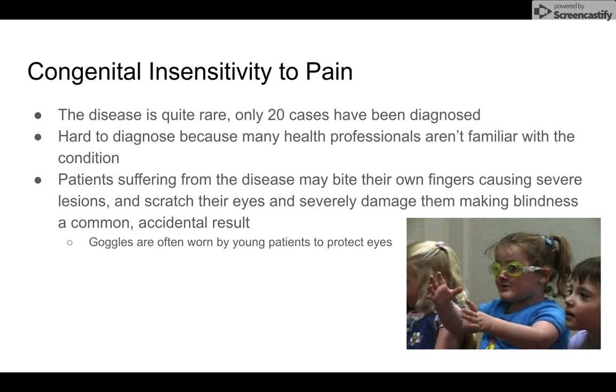As you can see in the photo taken from a documentary on this disease, goggles are often worn by young patients to protect their eyes. This documentary is very informative, so I'd recommend it to anyone who wants to learn more. It is called A Life Without Pain.